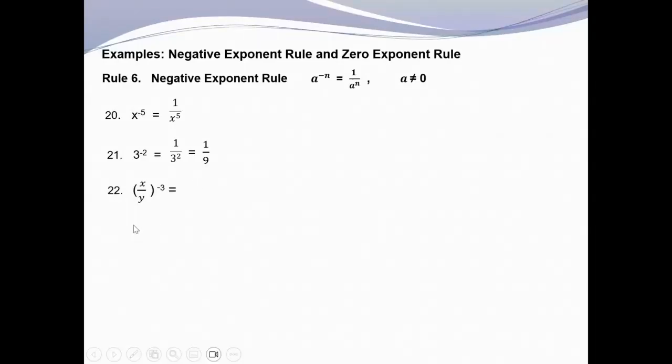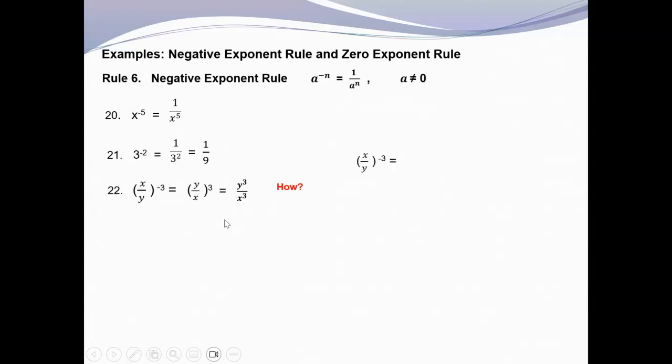Number 22. And number 22, guys, when you have a fraction raised to a negative exponent, what you do is you flip the fraction, or use the reciprocal, and make it positive. That's a rule. Then it will give us y cubed divided by x cubed.